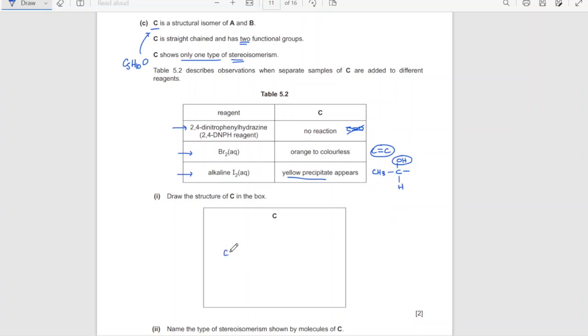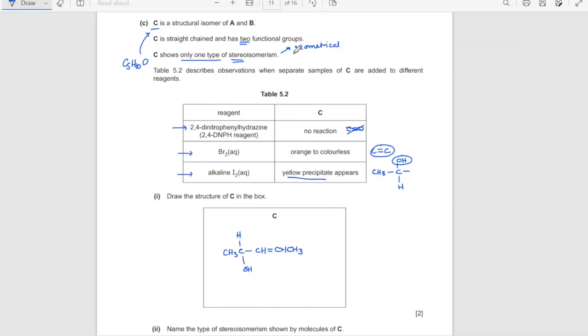So we need to draw a structure with this. We'll start with CH3CHOH. Now we have 3 carbon atoms remaining. Where do we place the double bond? We have 2 options going forward. The first option is that we go for CH=CH3. Now in this situation, if we talk about stereoisomerism, there are 2 types: geometrical and optical.